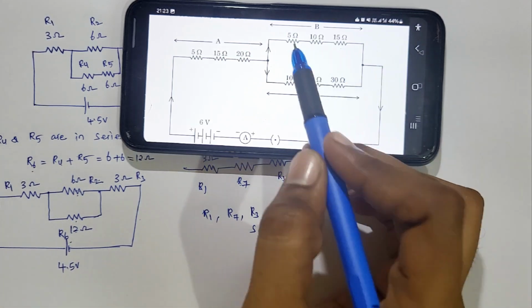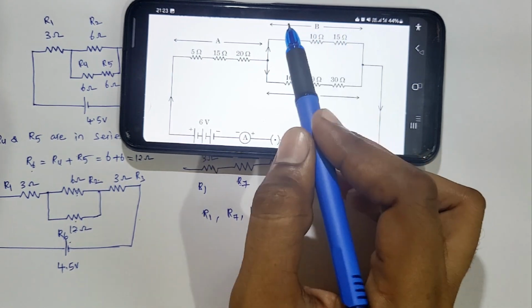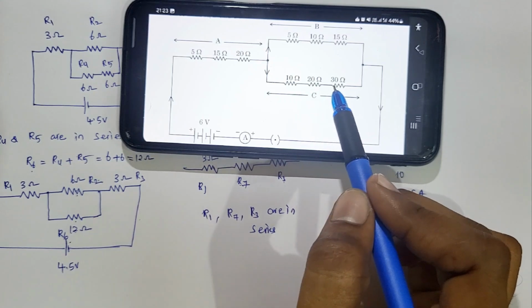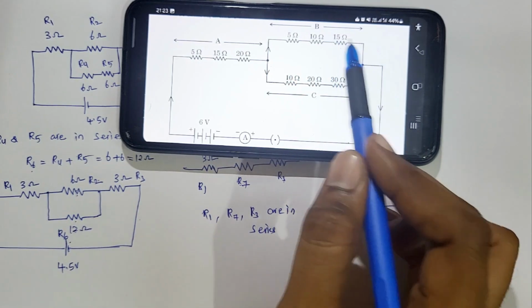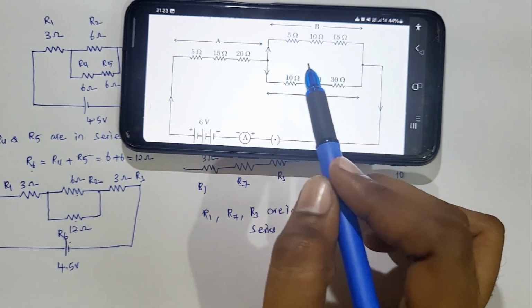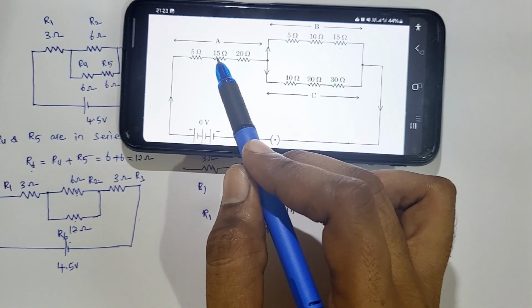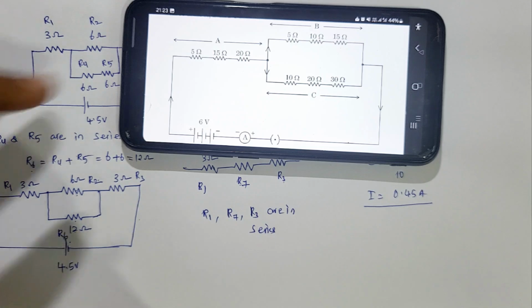So now see here, 5 plus 10, 15, 15 plus 15, 30. Correct? This whole becomes 30 ohms. 10 plus 20, 30, 30 plus 30, 60. This whole becomes 60 ohms. 30 and 60 in parallel give 20. This whole combination becomes 20 ohms. And 20, 20, 40, 40 plus 15, 55, 55 plus 5, 60. 60 ohms is the answer.